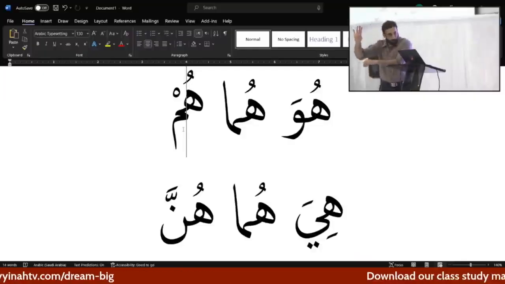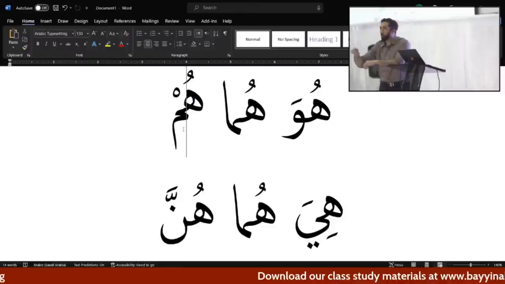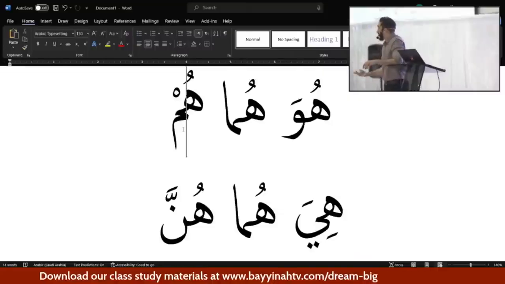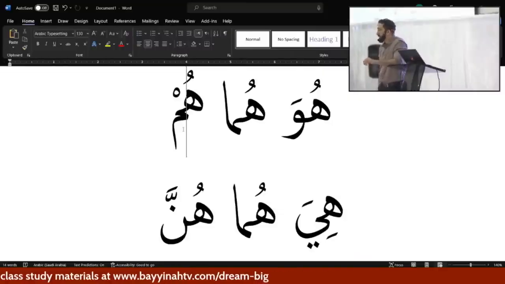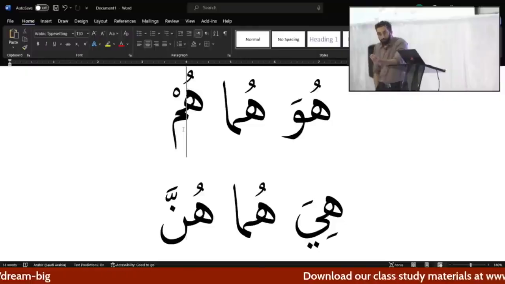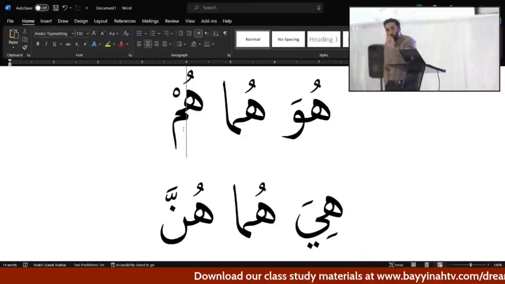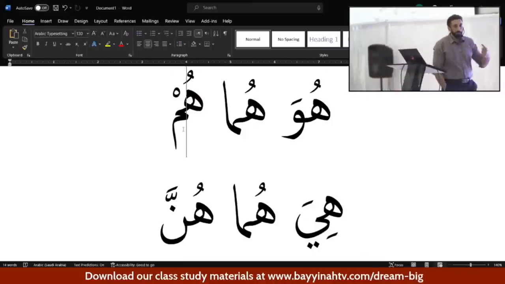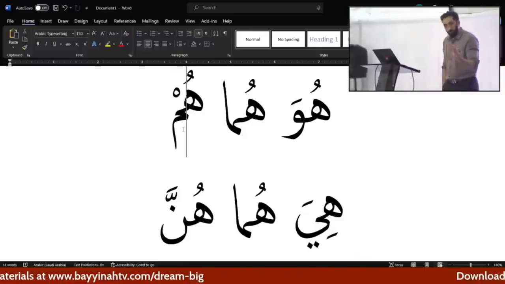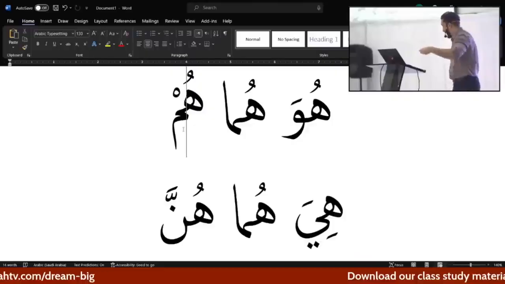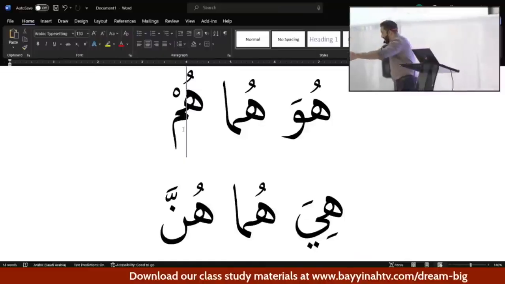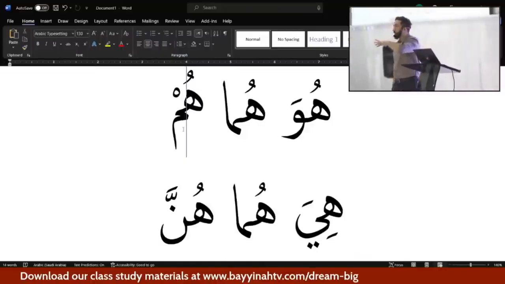So 4 properties you have to know. 2 of them are guaranteed every time: rafa and proper. Done. Only 2 properties left. What 2 properties? Number and gender, and those come from the meaning. What does huwa mean? He, which means it's singular and masculine. What does huma mean? Both of them, which means it's 2 and masculine. What does hum mean? They, which means it's plural and masculine, and now I know 4 properties of all of them.